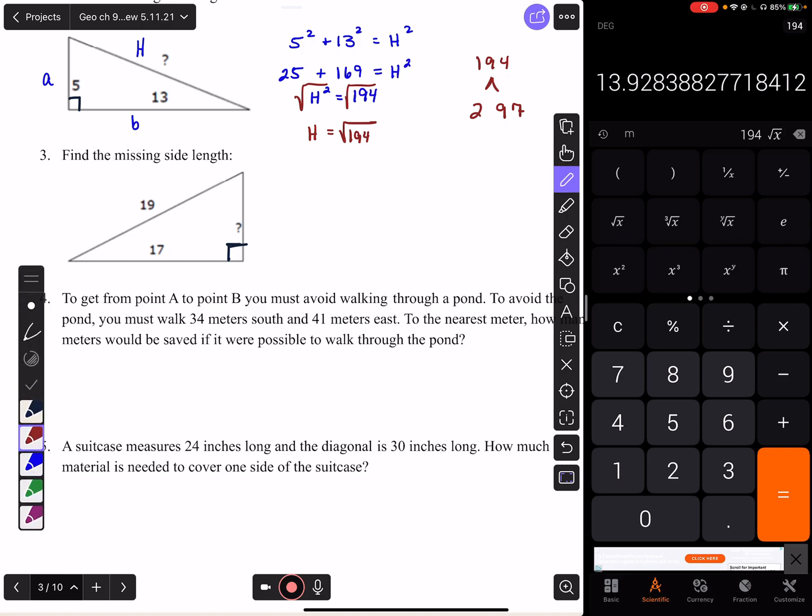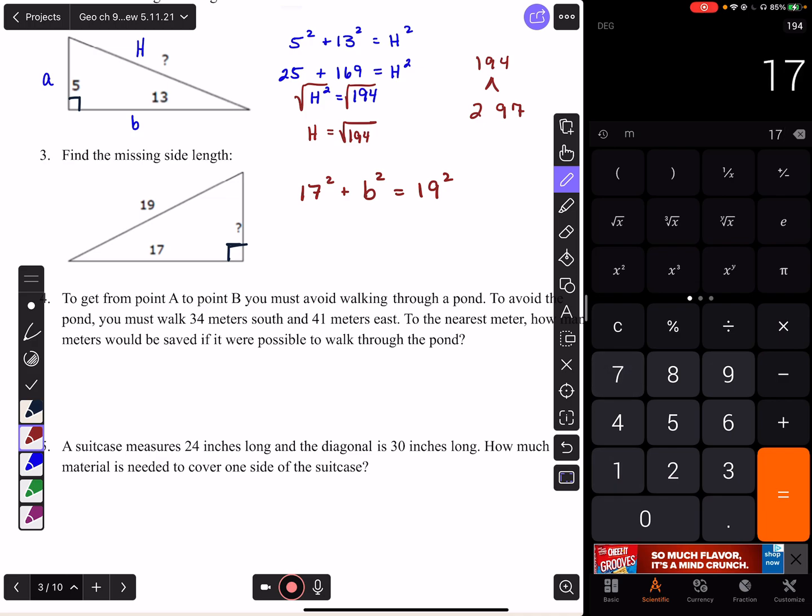Number 3, let's see here, A squared, one of our legs, plus, oops, don't know a leg, so I'll call him B. Notice I have squareds on each one of those. Let's find out what 17 squared is. 289. Let's find out what 19 squared is. 361. Now I'm going to have to subtract that 289 from both sides.